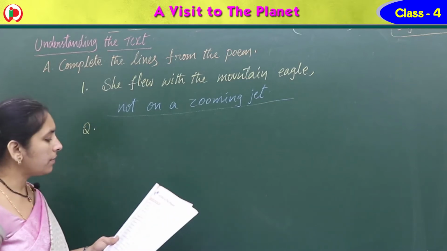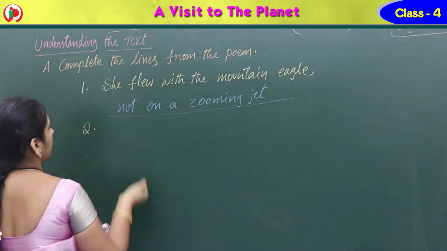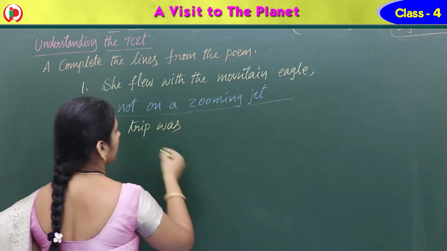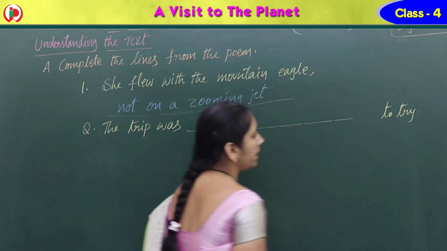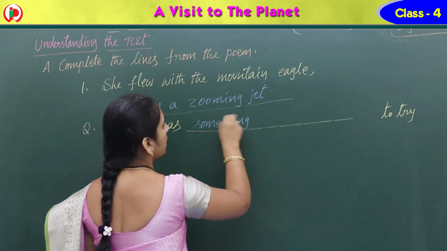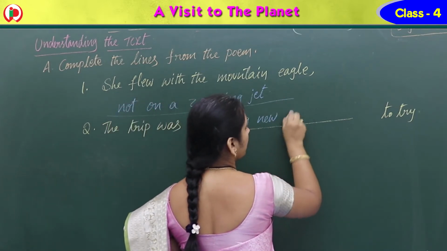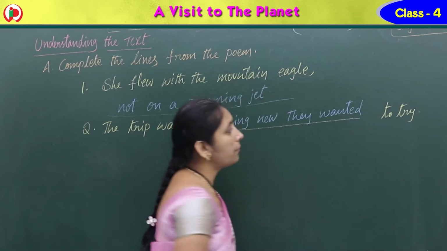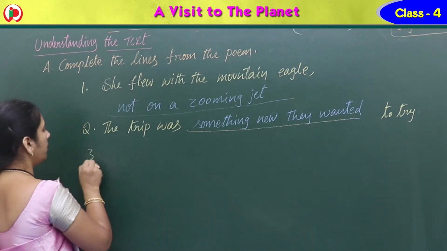Right? And see the second one, what do we have? The trip was dash to try. The trip was dash. So last they get to try. What do we get as the answer? The trip was something new they wanted to try. That is the line, na? Yes.